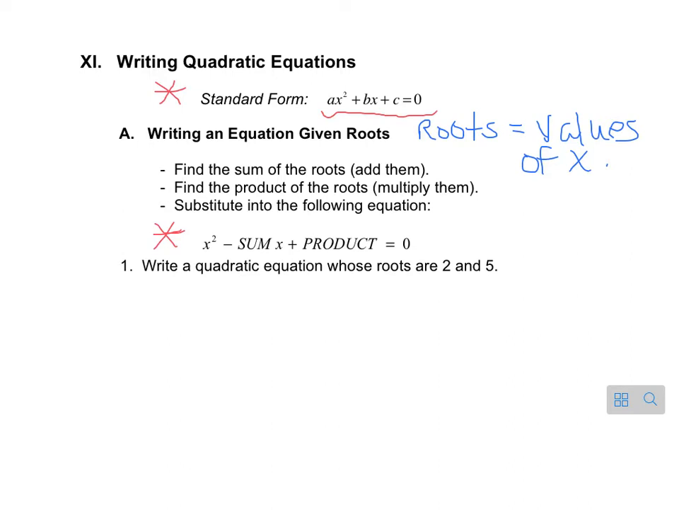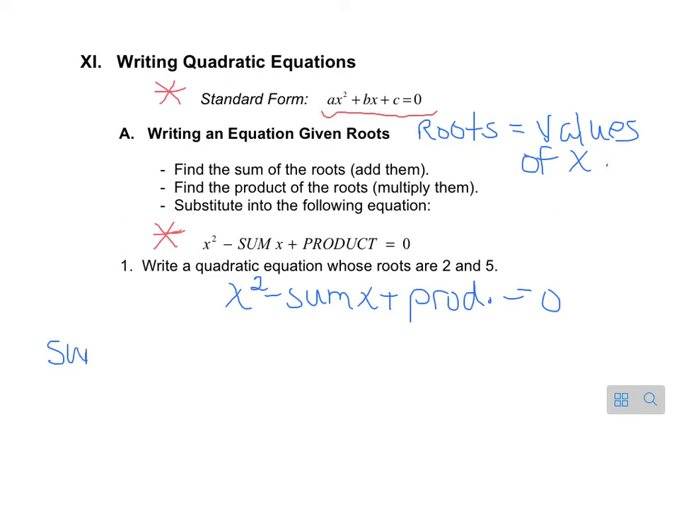All right, so let's take a look at number 1. In number 1, they say write an equation whose roots are 2 and 5. So we're going to actually plug it into x squared minus the sum of x plus the product, and I'm just going to write PROD period equals 0. Okay, sum of who? Your roots. So off to the side, we're going to find the sum of our roots.